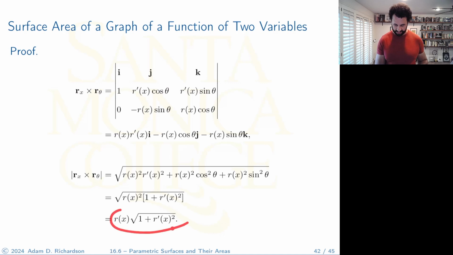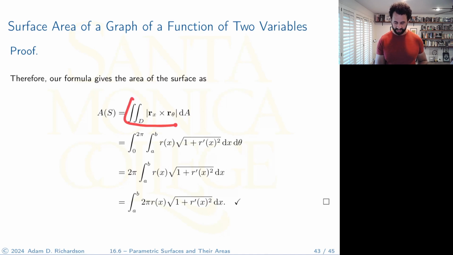This is going to become this. There we go. This will simplify to just r of x because we assumed that r of x was strictly non-negative, so the absolute value just becomes the function itself. And there it is. Now we're going to use our area formula, which says we need to add up the length of all those cross product vectors at every point. Here we go. x goes from a to b. Theta goes from 0 to 2 pi.